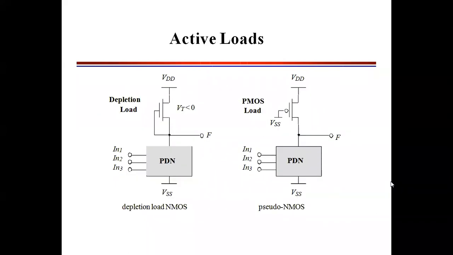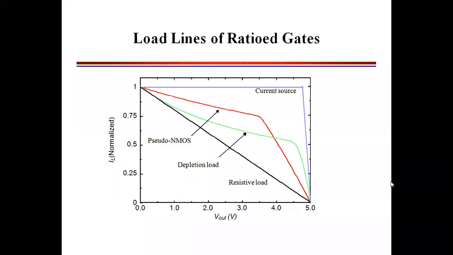Any of these methods you can use for the ratioed logic concept. Now these are the load lines of ratioed gates. You can see here, this black line is for the resistive load, then this is for depletion mode, and this is for pseudo NMOS.